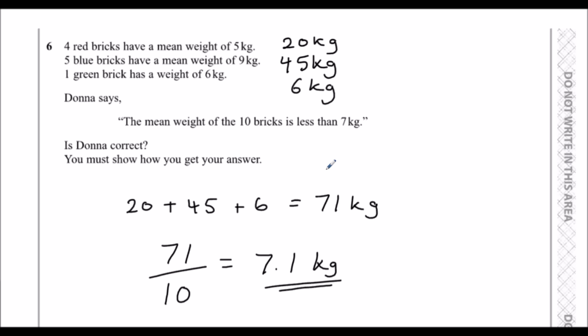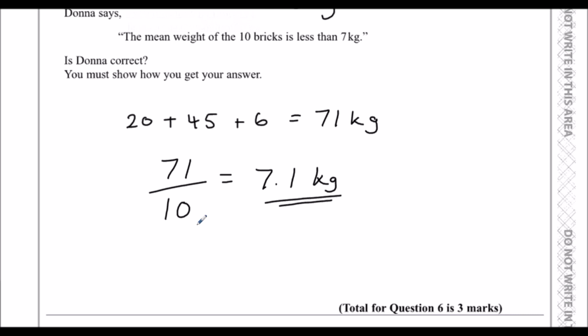So is Donna correct? Donna said it's less than 7, and it's not, it's more than 7. So no, Donna is not correct. 7.1 is bigger than 7.